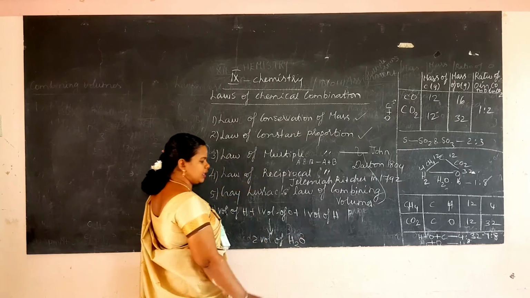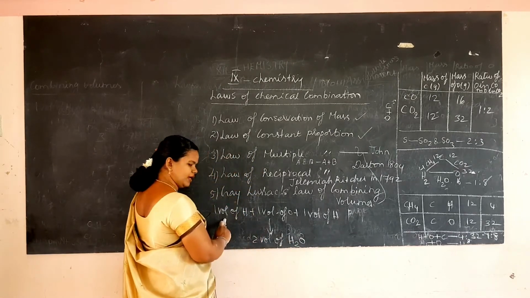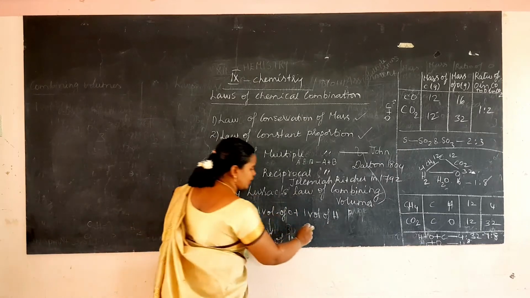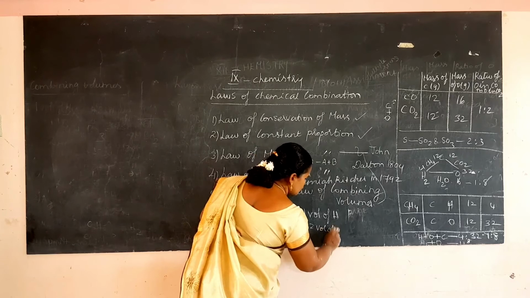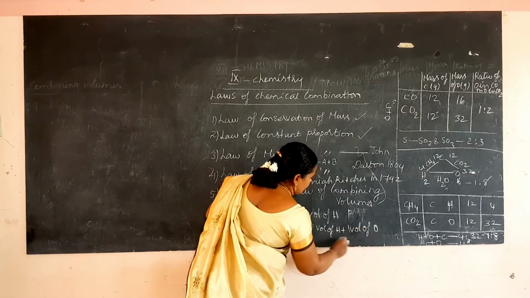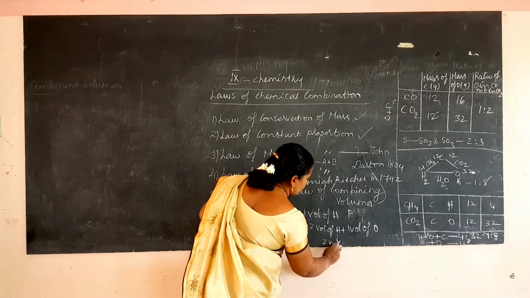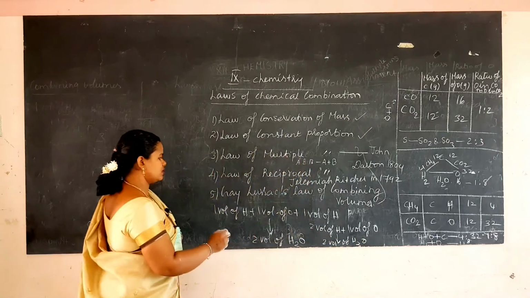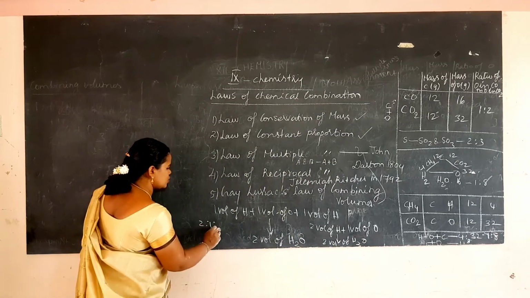Okay, that is nothing but 1 H plus another H. 1 volume of H plus another volume of H is what? 2 volumes of H. So 2 volumes of H plus 1 volume of oxygen will give what? 2 volumes of H2O. That is, it is in the ratio 2:1:2.